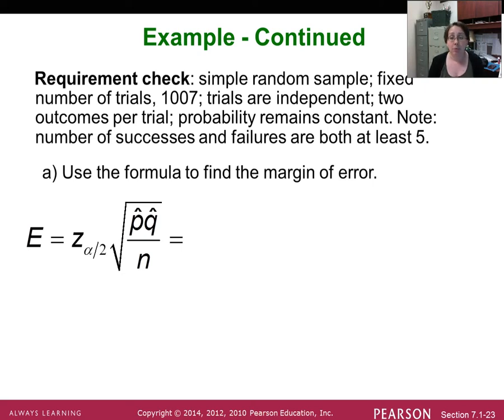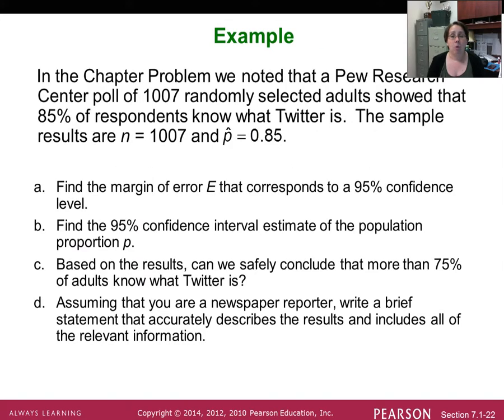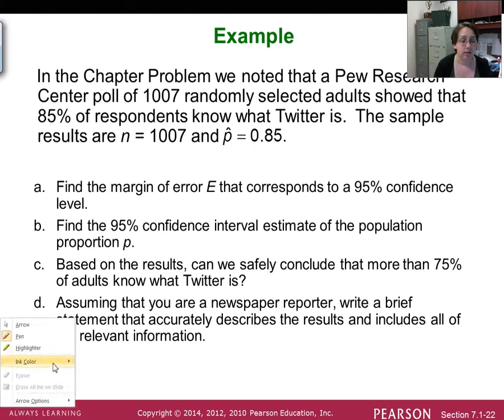The probability remains the same for every person, so every individual should have had the same probability of knowing what Twitter was. And we're noting, very important, the number of successes and failures are both at least 5. How do I know that? Let me go back. Well, there were 1,007 participants. 85% recognized what Twitter was. That leaves 15% that did not know what Twitter was. If you find 85% and 15%, both of those are, in fact, bigger than 5.